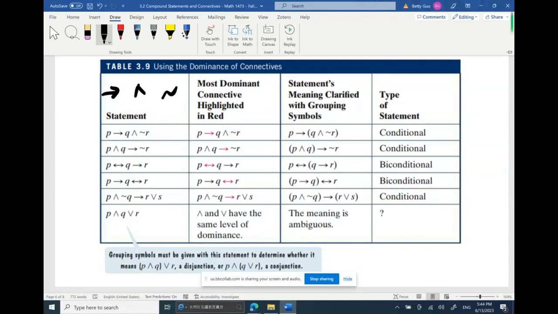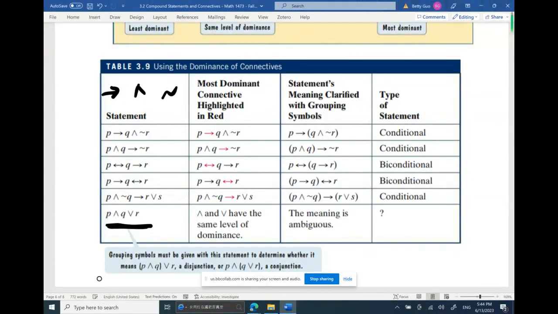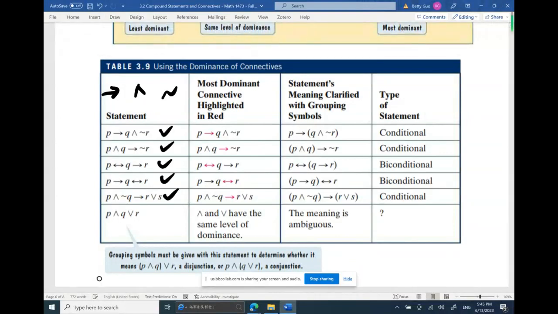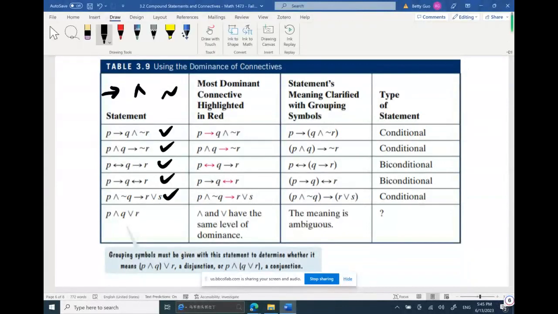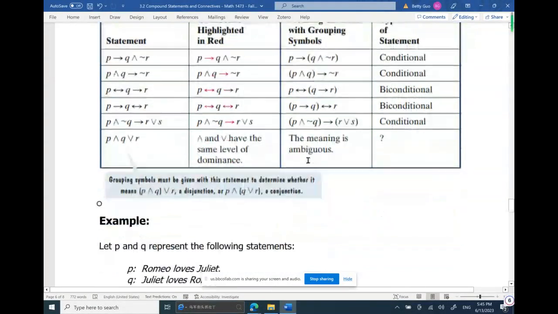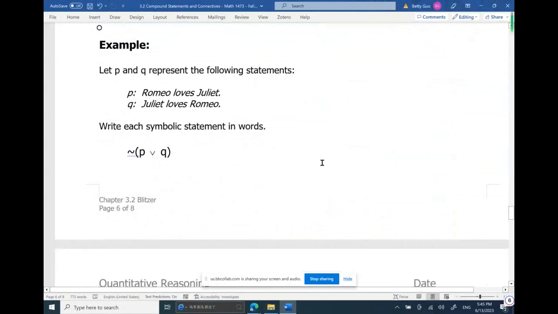But the last one in this table is not clear, because conjunction and disjunction have the same level of dominance. Unless you put parentheses, we would not know the real meaning of the compound statement. I recommend you spend time to look at the structure of those compound statements and understand how the dominance of connectives works in the structure of the compound statement. Let's look at the examples.